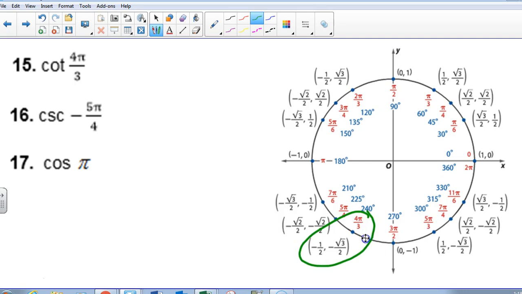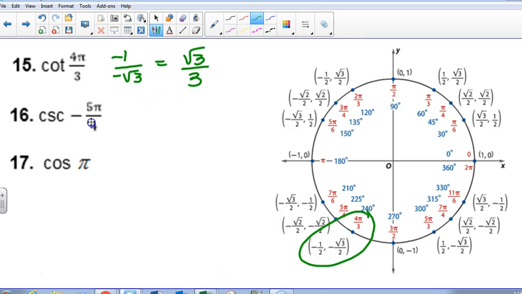Cotangent. Reciprocal of tangent. So it's going to be x over y. I lost the 2's. Negative divided by a negative is going to become positive. When I rationalize it, I'll get what? Root of 3. Whole bunch of you got it wrong. 1 over the square root of 3, we multiply by square root of 3 over square root of 3, we get square root of 3 over 3.